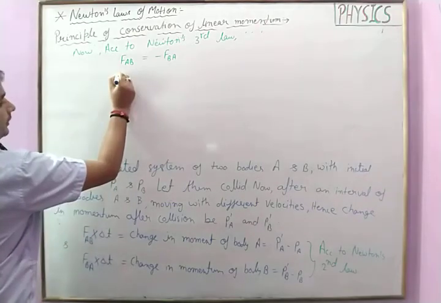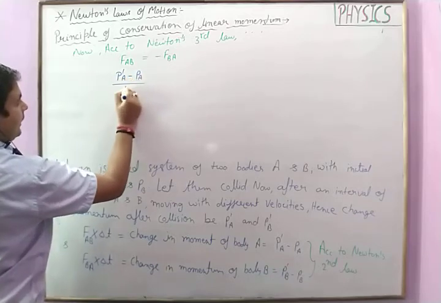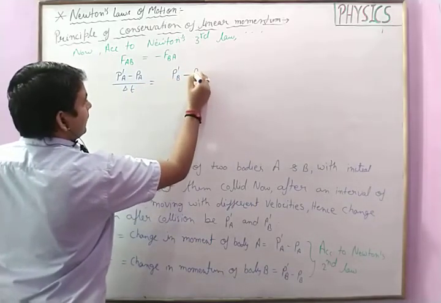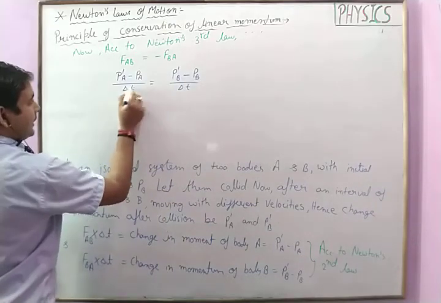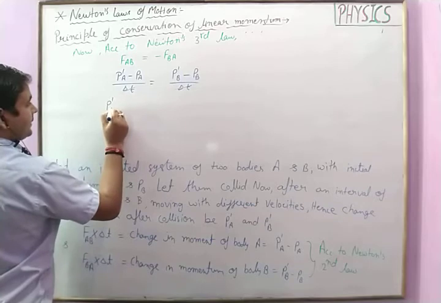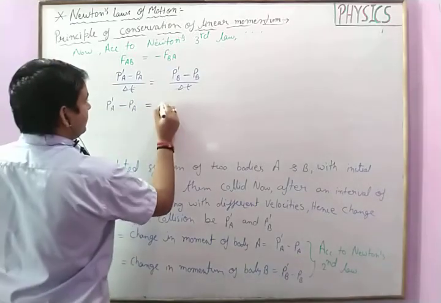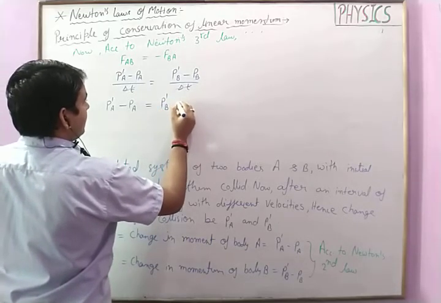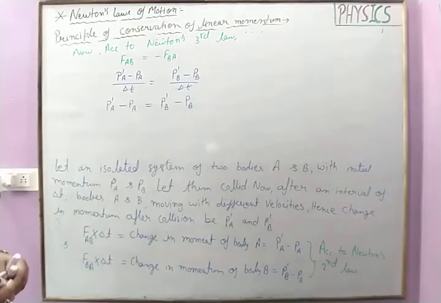So we will have P dash A minus PA upon del T is equal to minus P dash B minus PB upon del T. Here del T cancels with del T, so we will have P dash A minus PA is equal to minus P dash B minus PB.